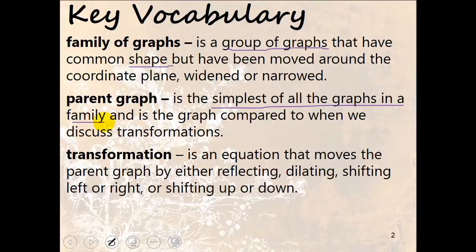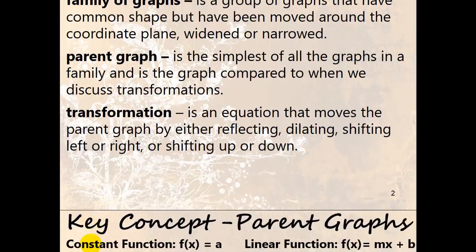I'm going to show you about 5 different parent graphs that you're going to need to learn how to recognize. And this is the graph that we compare to when we are discussing transformations. So if we say something is moving up 4 or to the left 3, it's in comparison to the parent graph. And then a transformation, these are just the different movements around a coordinate plane. It could be a reflection, dilating, which is stretch or compress, shifting left-right, which is called a translation, or shifting up and down, which is also a translation.